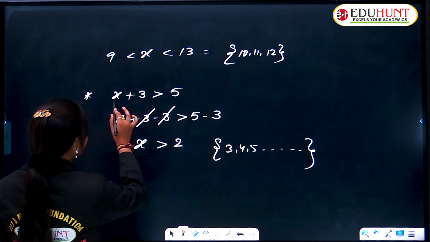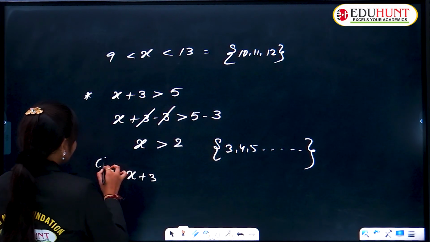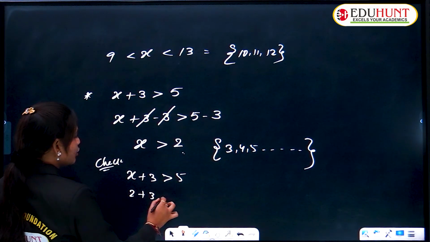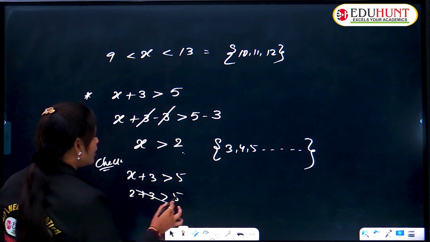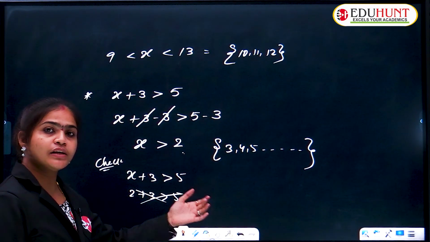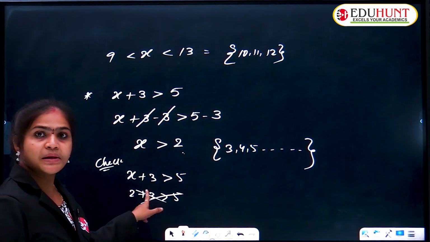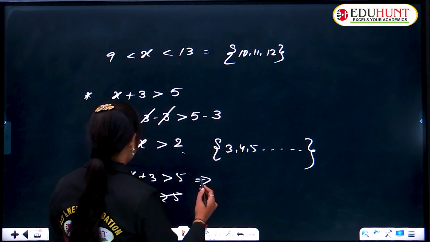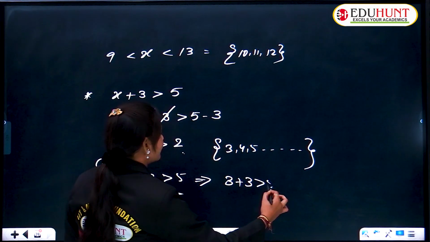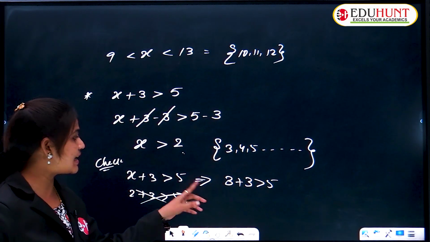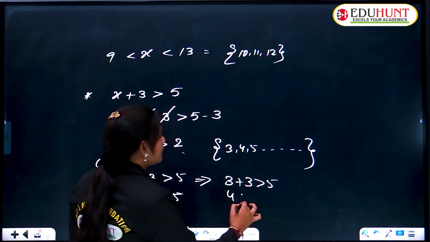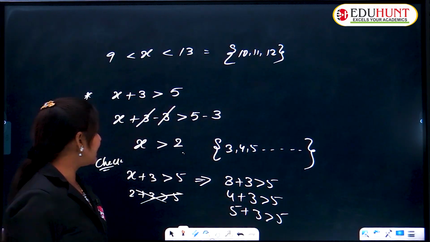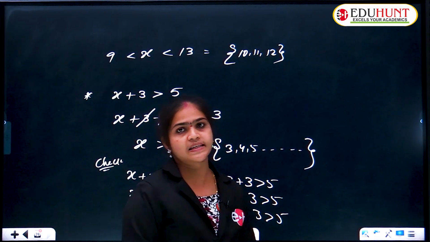Why? Because see here, for example, if you take x plus 3, checking, is greater than 5. For example, if you take 2, 2 plus 3 is greater than 5, this is wrong, no? Greater than 2, any number. If you take less than 2, 1 plus 3 is 4, 4 is not greater than 5, okay, that's why choose greater than 2. 3 plus 3 is greater than 5, yes, of course, 6 is greater than 5, and 4 plus 3 is greater than 5. 5 plus 3 is greater than 5. So, you can take numbers greater than 2, any number you can choose here.